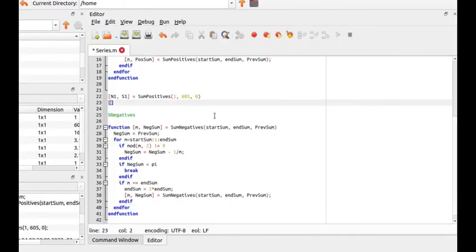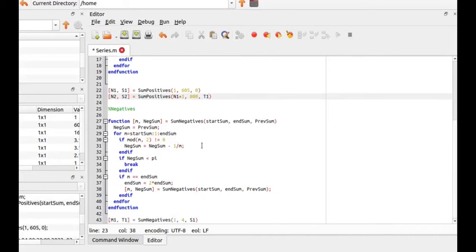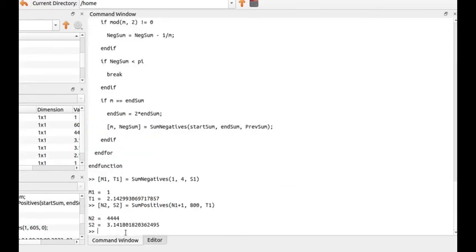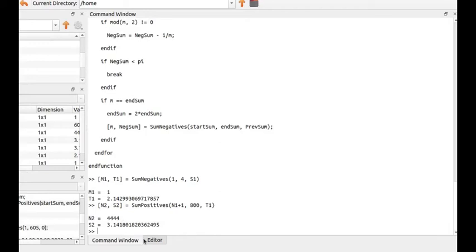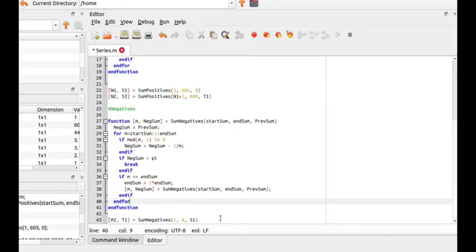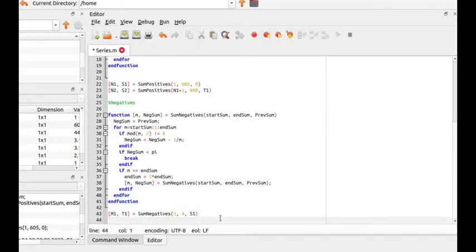Let's continue by finding the second positive. n2 and s2 are gonna be the sum of positives, starting from n1 plus 1, finishing at, for example, 800, and starting now with t1. t1 was the result from the previous calculation. Running the script gives us 4,444, and this 2 that's greater than pi. And now we find m2 and t2.